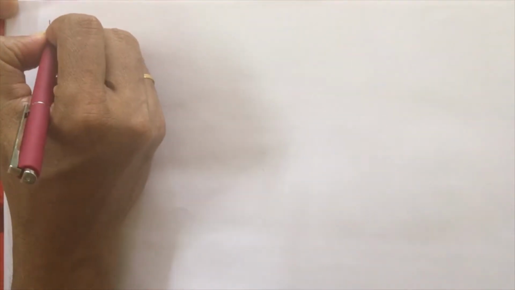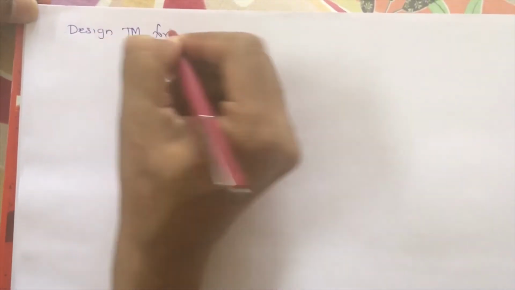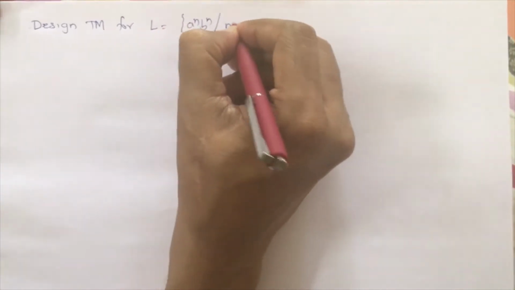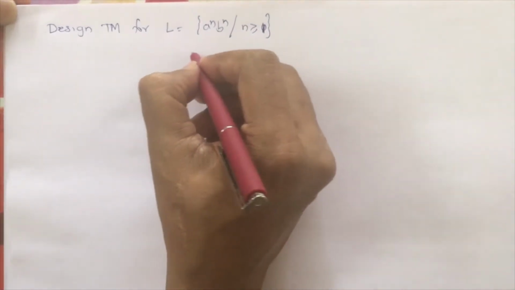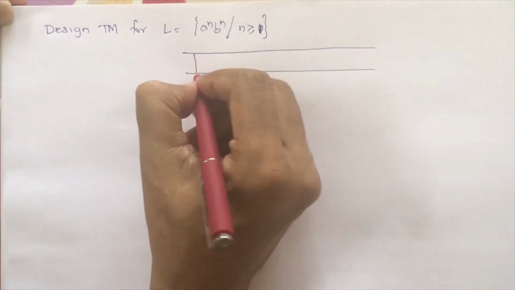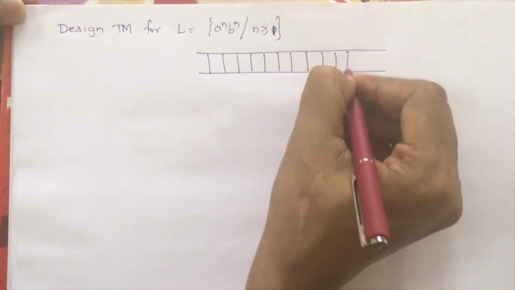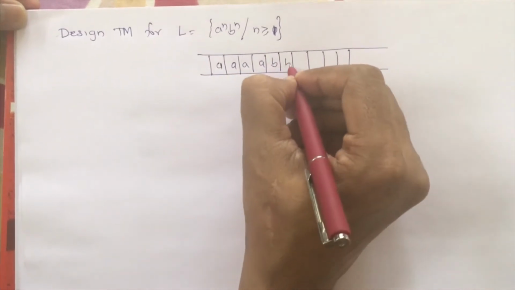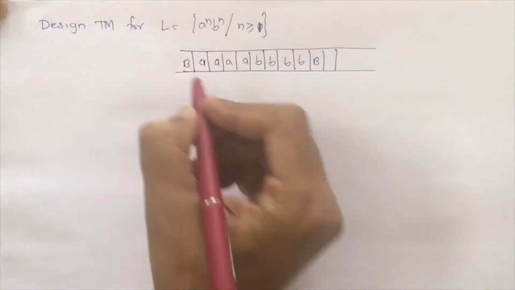So, design a Turing machine for L equal to a raised to n, b raised to n, n greater than or equal to 1. Let us assume that on the tape we have a string given, which is divided in terms of different tape units. So, a a b b b b, which is a valid string.